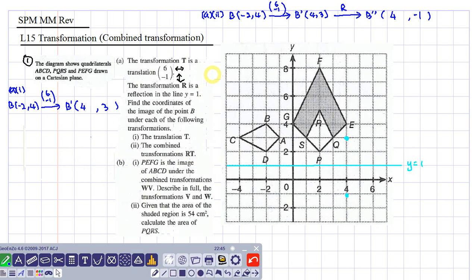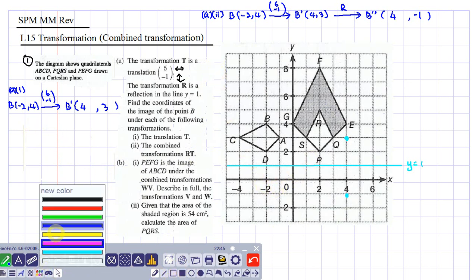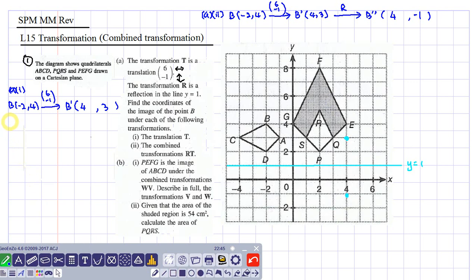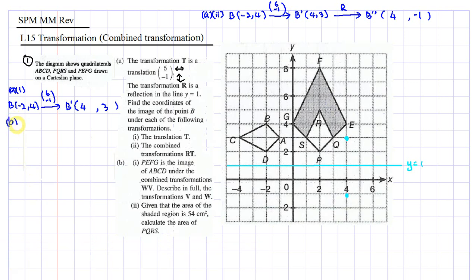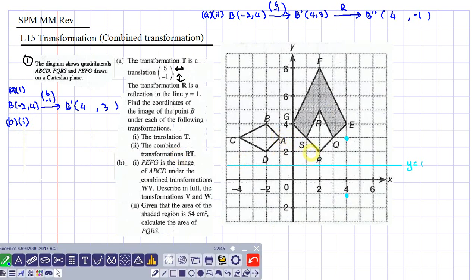So we know that V is a rotation. For rotation, we need to mention the center of rotation, the angle of rotation, and the direction of rotation, right? So the first thing, we need to determine the center of rotation. We need a compass.